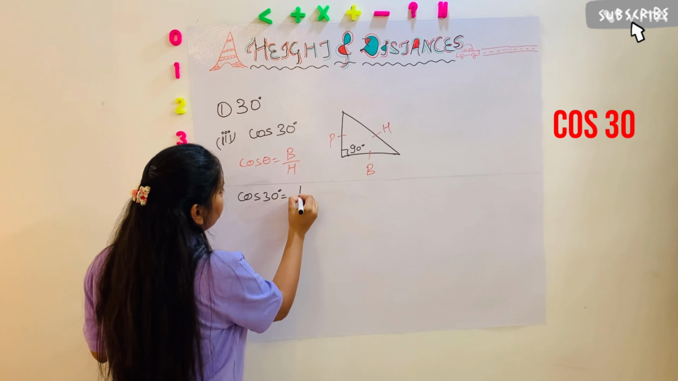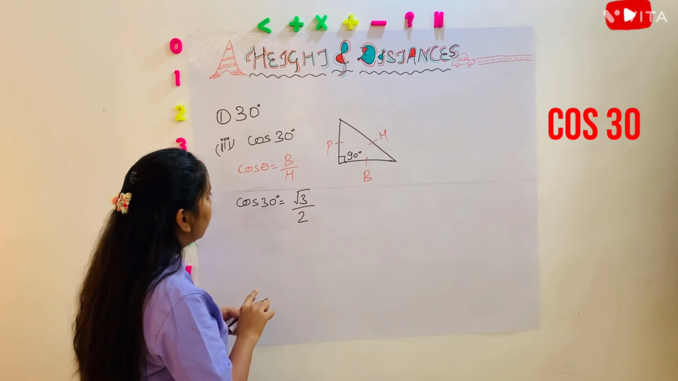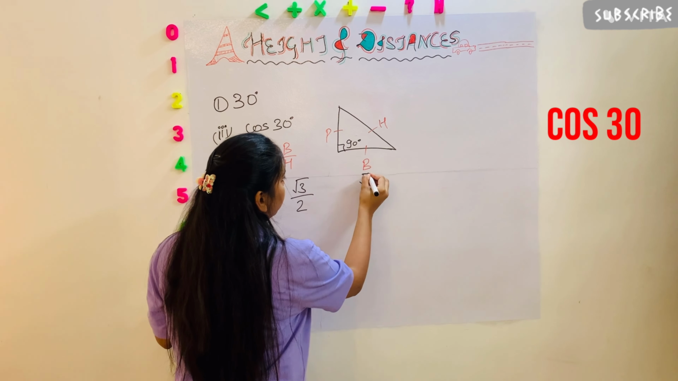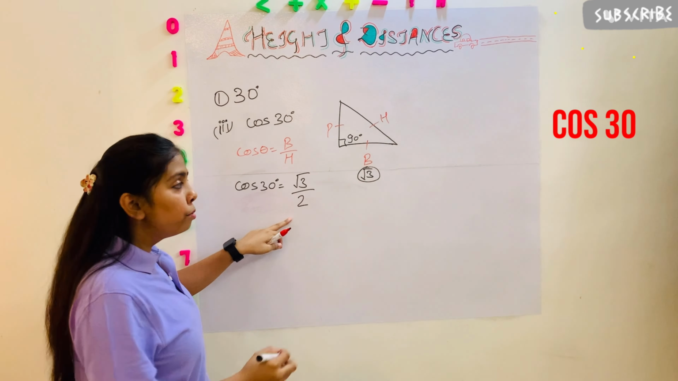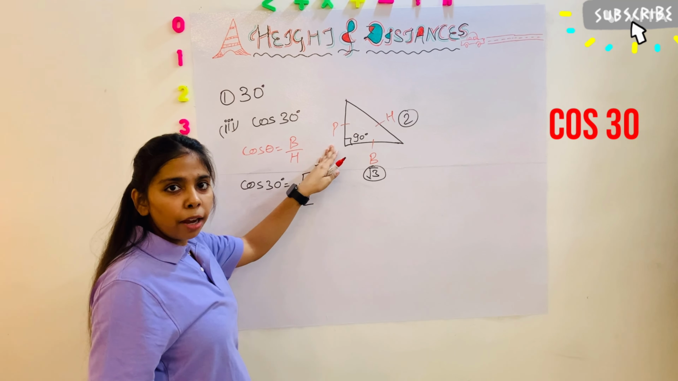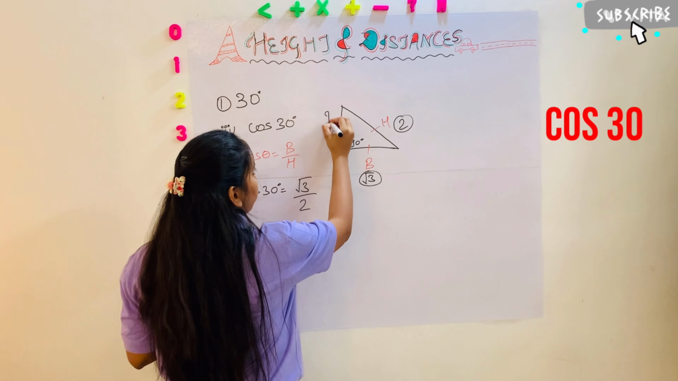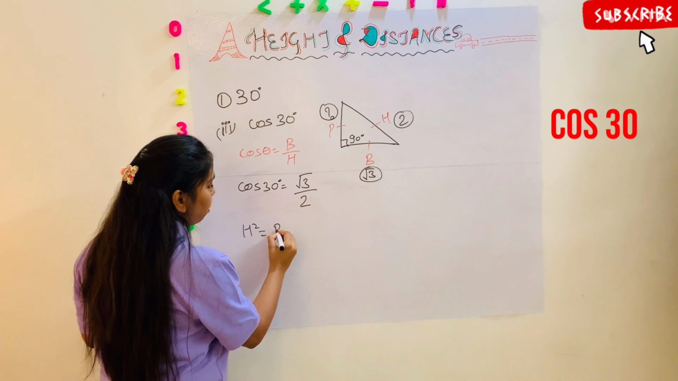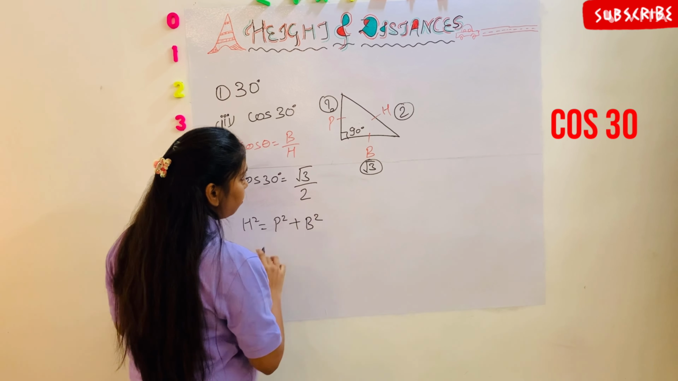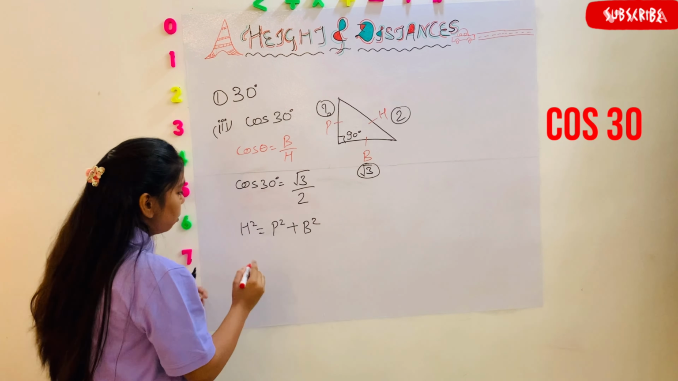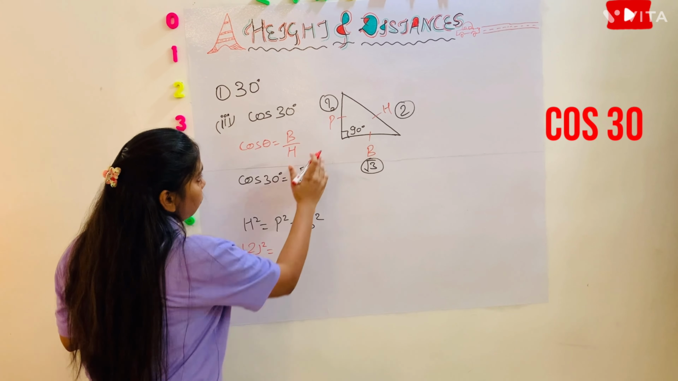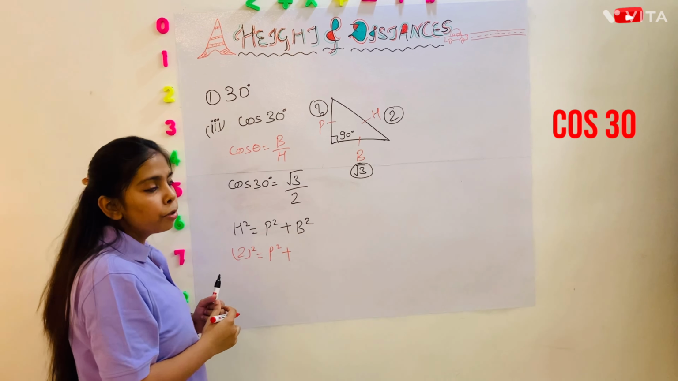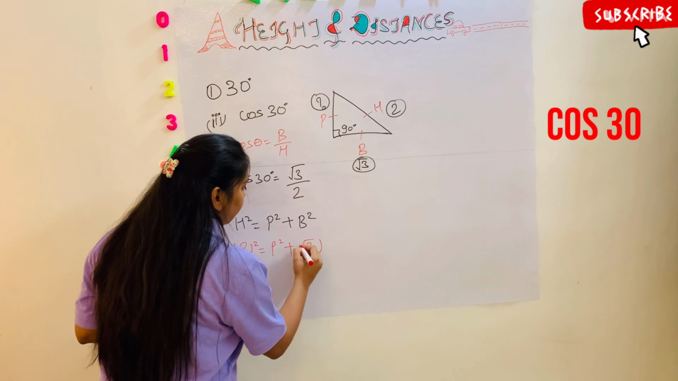Okay. And the value of cos 30 degree is equals to root 3 by 2. And here base is equals to root 3 and the hypotenuse is equals to 2. In this case, we have to find out the value of perpendicular. Okay. So the Pythagoras equation is hypotenuse square is equals to perpendicular square plus base square. And the value of hypotenuse is 2. So the square of 2. We don't know about the value of perpendicular, so here is perpendicular square. And the value of base is equals to root 3. So here is root 3 square.